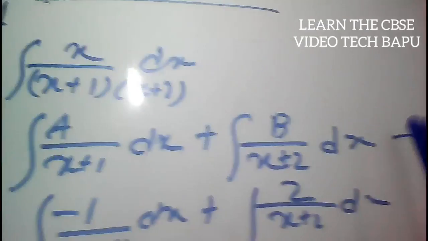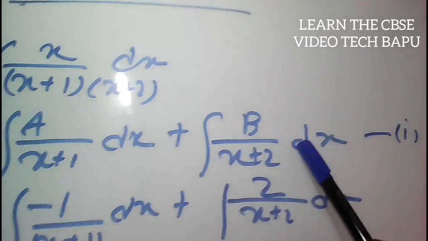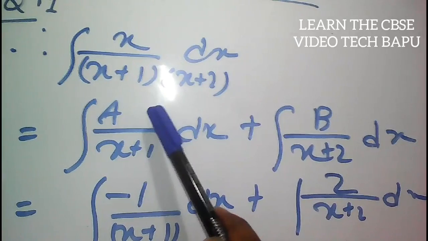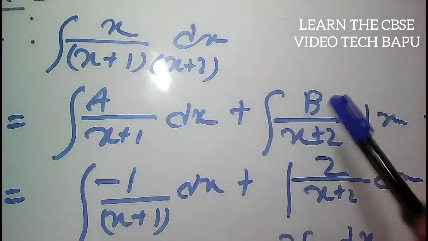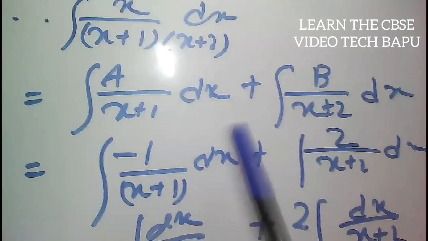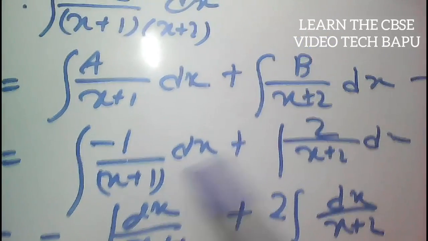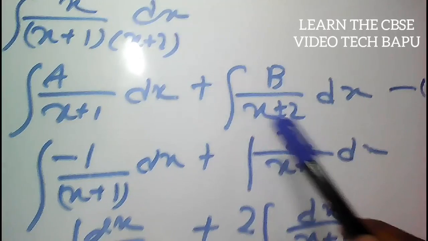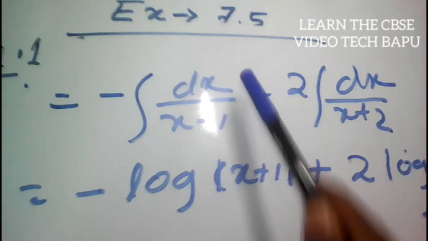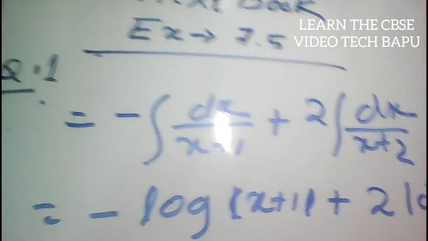Now coming to the first equation, that is a by (x plus 1) whole dx plus b by (x plus 2) whole dx. You can put the above values that we found: the value of a is 1 and the value of b is minus 1. Here the constants go outside: dx by (x plus 1) and minus dx by (x plus 2).